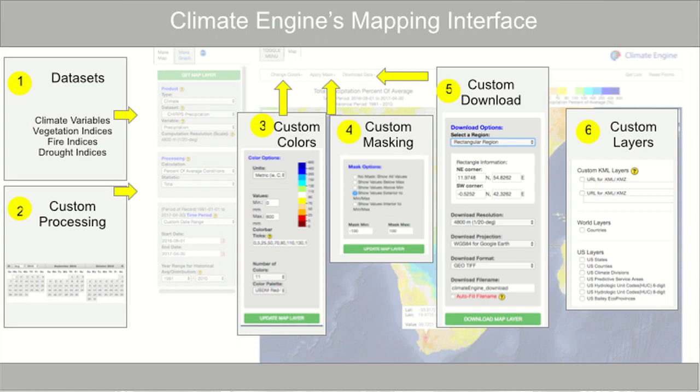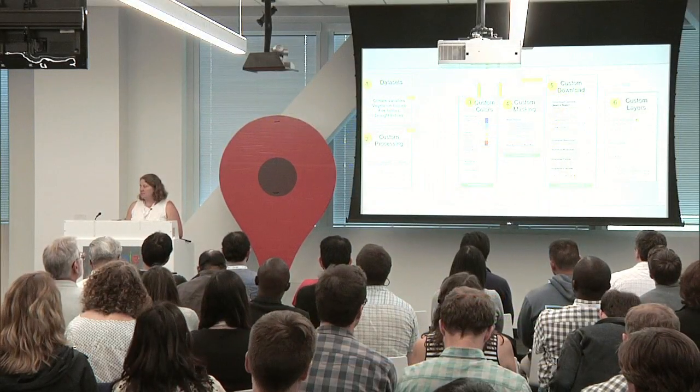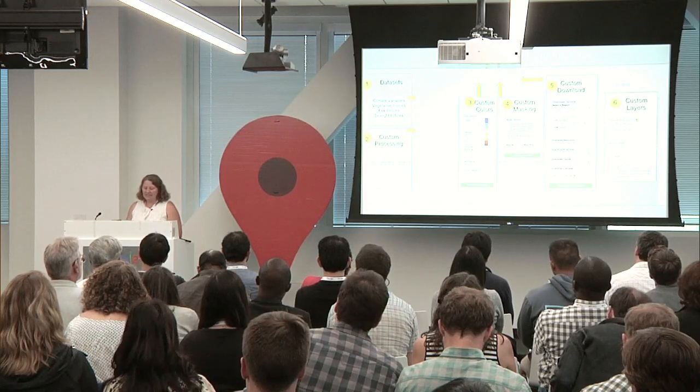And we have lots of different options, and this is just a barrage of the options we have. You can choose different data sets, you can enter different custom processings, choosing statistics, customizing colors for the maps, doing different masking, adding different boundary layers to the maps, and also downloading.